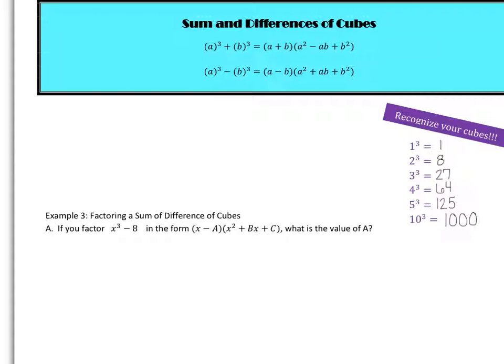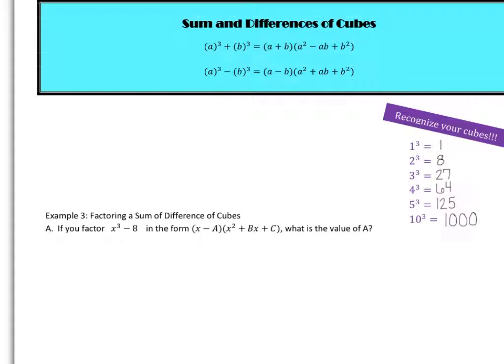It says, if you factor x cubed minus 8 in this form that it has here, what is the value of a? So our first goal is that we have to get it in this form, and then we'll deal with the whole what is a thing. That form, though it's written slightly differently, is the same thing as this stuff up here. So let's use this up here.